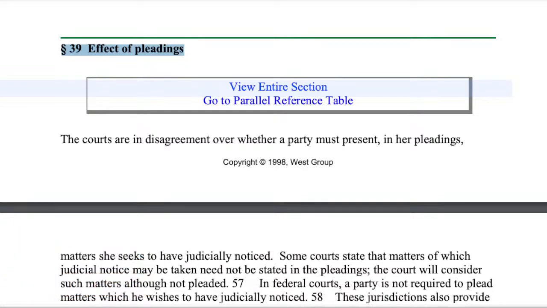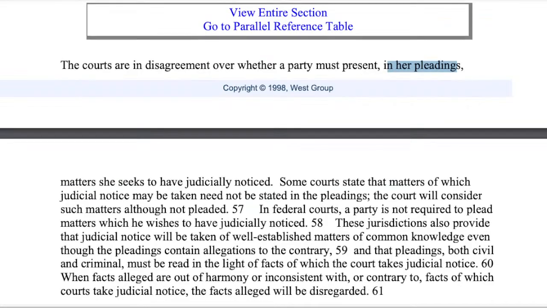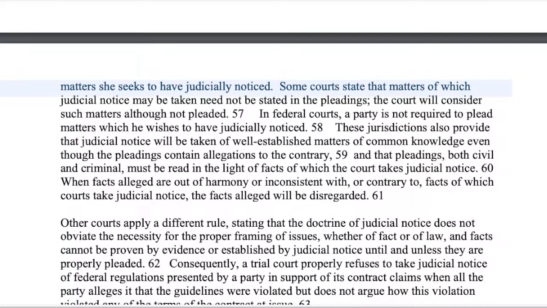Indeed. All right, let's proceed here on the effects of pleadings. Courts are in disagreement over whether a party must present in her pleadings matters she seeks to have judicially noticed.